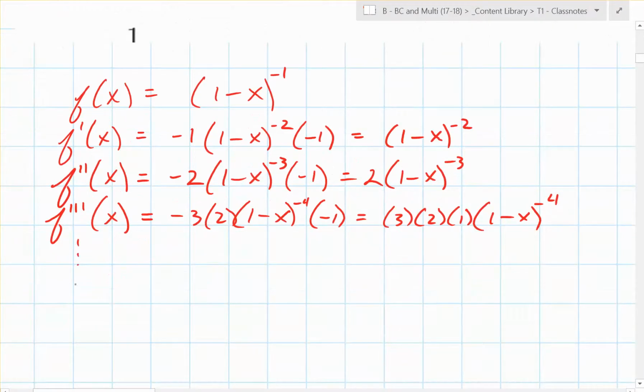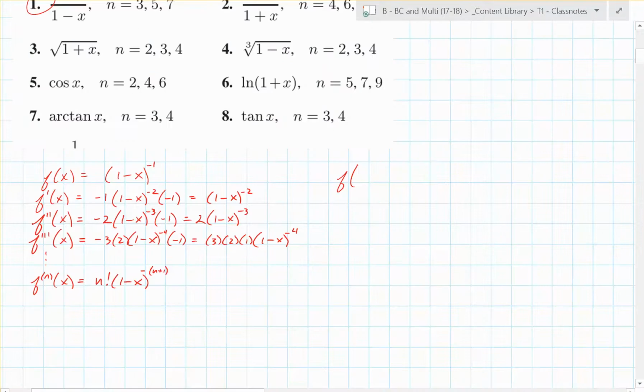So what is, if I do this, what is f^(n)? What is the nth one going to be of x right here? n factorial times 1 minus x to the what? Negative n minus 1. Or just negative n plus 1. Either way, it's the same thing, right? Do you agree with me, everybody? Okay.